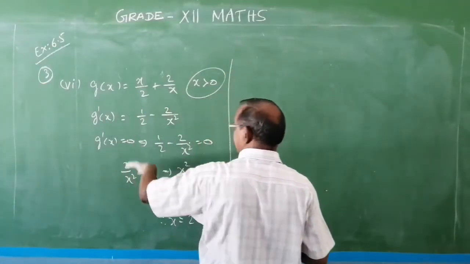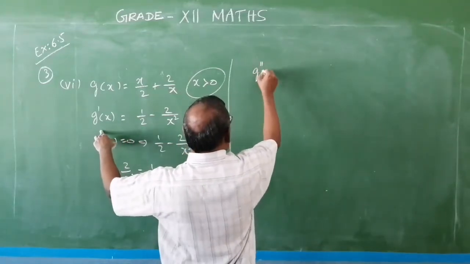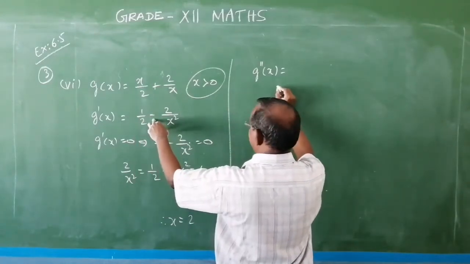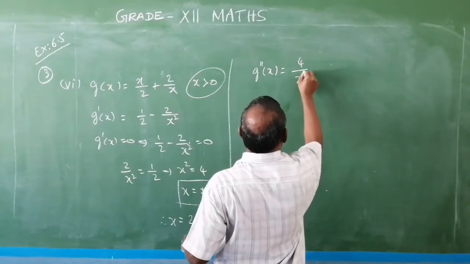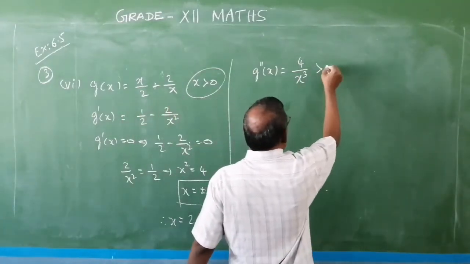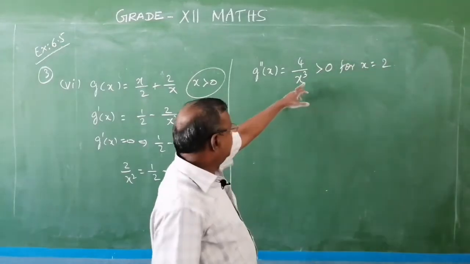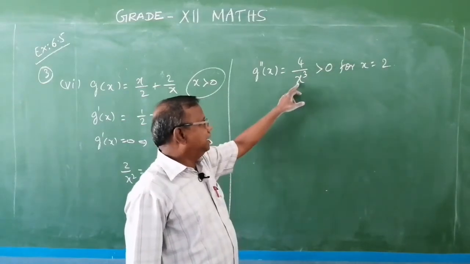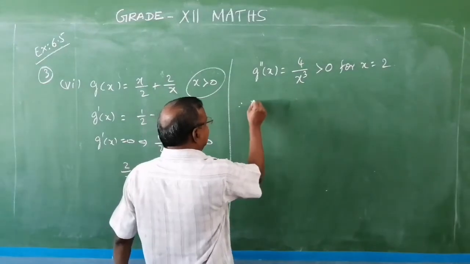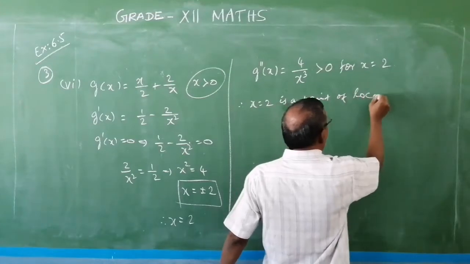Now we need to find whether x equal to 2 is a local maximum or minimum. Now we have to differentiate again. Now g double dash of x equal to 1 by 2 is purely a constant, so 0, and minus becomes plus, 2 2s are 4 by x cube, the shortcut of differentiation. Now, this will be definitely greater than 0 for x equal to 2. That means when you substitute 2, it will be 2 cube, 8, 4 by 8 equal to 1 by 2. 1 by 2 is a positive quantity for x equal to 2. Therefore, x equal to 2 is a point of local minimum.